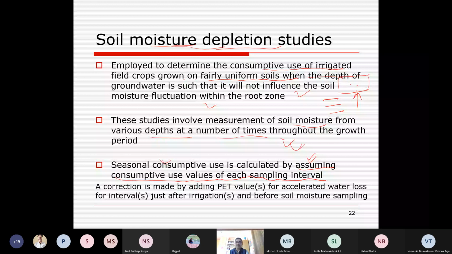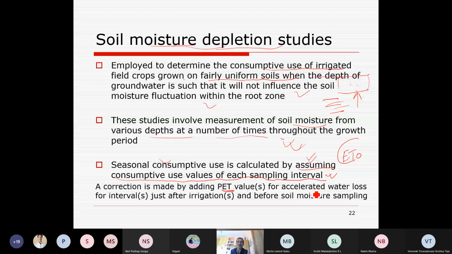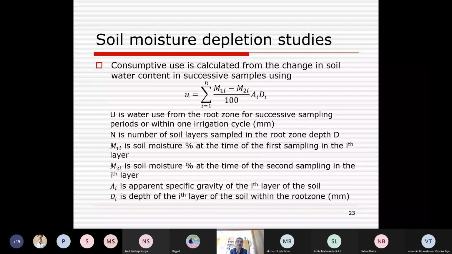In actuality, crop ET, transpiration PT, and ET0, that is reference ET. So remember, a correction is made by adding PET values for accelerated water loss for intervals just after irrigation and before soil moisture sampling. So these are the conditions. So this is the third method, soil moisture depletion studies, to find out the evapotranspiration and use of the crop in a particular area.